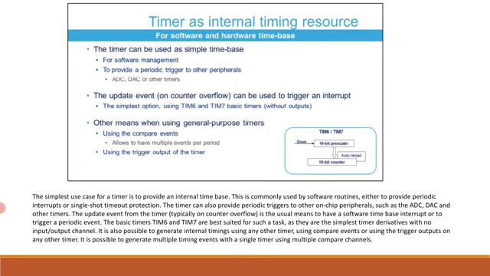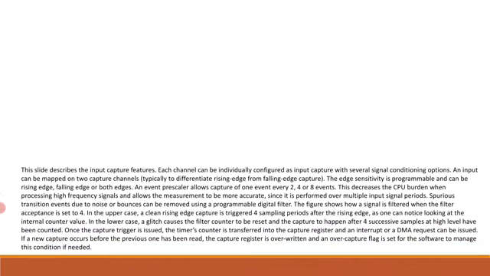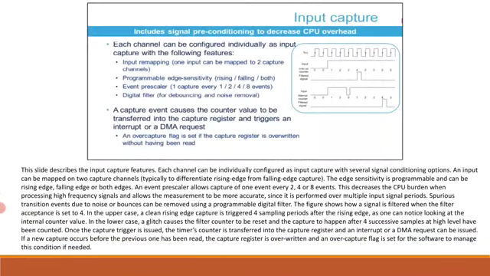So let's look at input capture. The upcoming slide will describe the input capture features. Each channel can be individually configured as input capture with several signal conditioning options. An input can be mapped on two capture channels, typically to differentiate rising edge from falling edge capture. I hope you all understand what rising edge and falling edge capture are. The edge sensitivity is programmable and can be rising edge, falling edge or both edges.